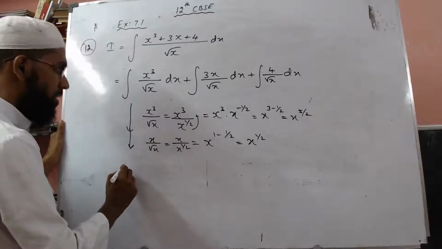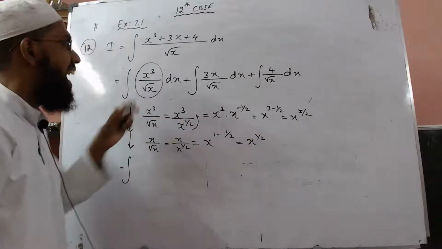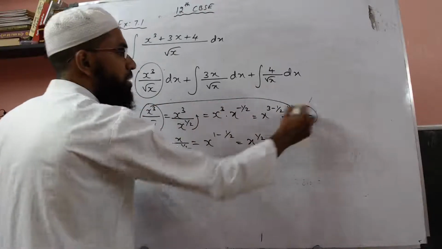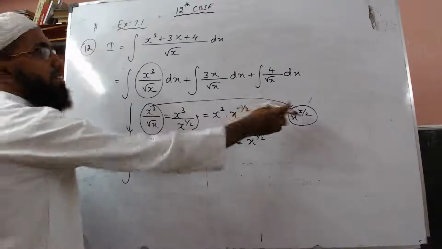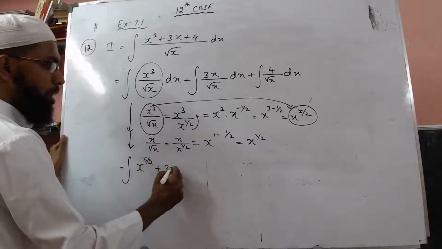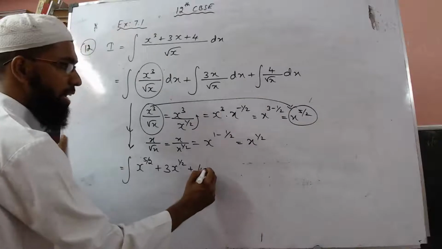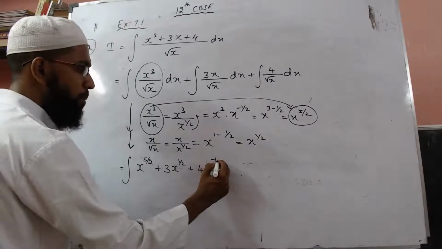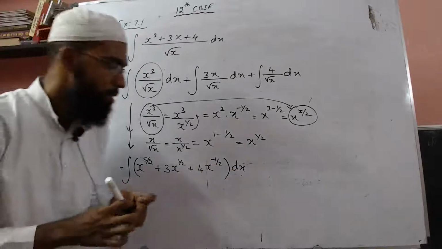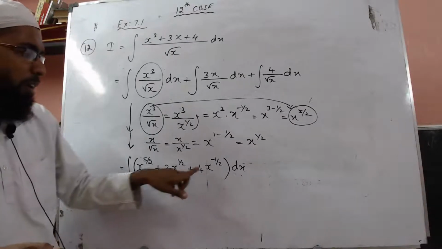So I can write it as the integral of, instead of this, what I can do: this is not the integration, I'm just simplifying it. Okay, don't get confused. In the place of this, I'll just replace with this. I'm not integrating it, I have simplified it like this, right? So x power 5 by 2 plus 3 into x power 1 by 2 plus 4 into x power minus 1 by 2. Now this is easy for me to integrate.